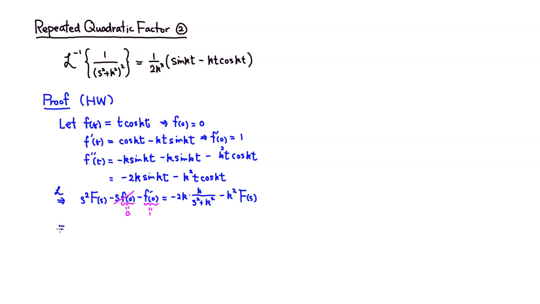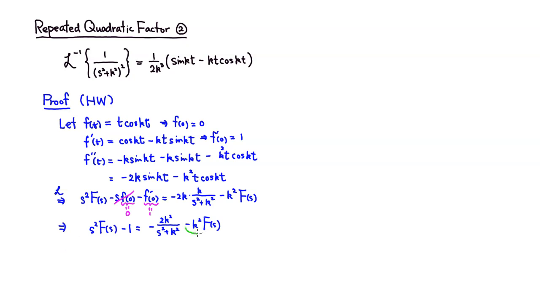So if you clean it up, you have s squared capital F of s, and here's a minus 1, is equal to negative 2k squared over s squared plus k squared, minus k squared F of s. Right? And remember that F of s is just the Laplace transform of f. I'm going to do a little bit more.